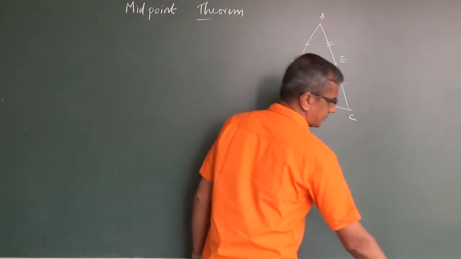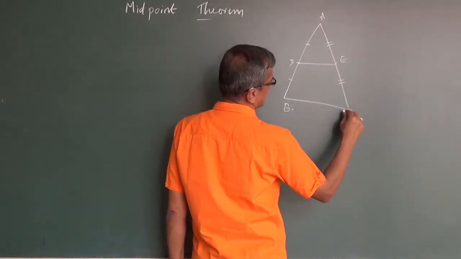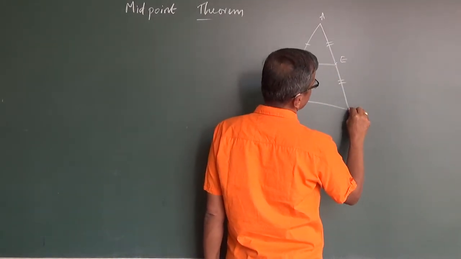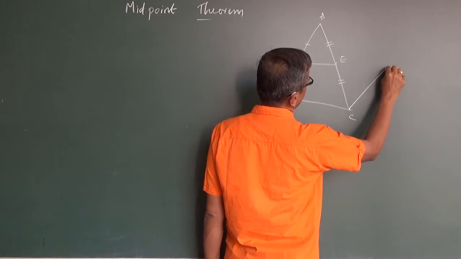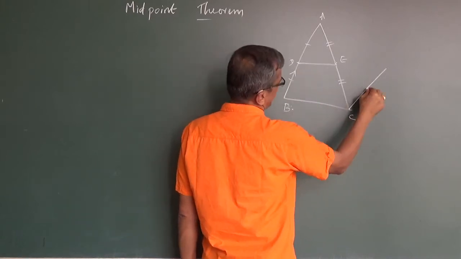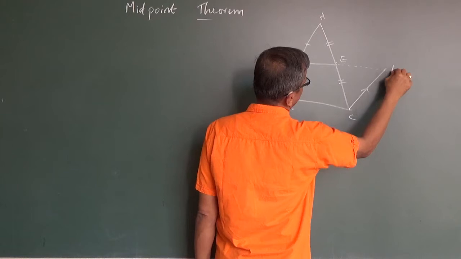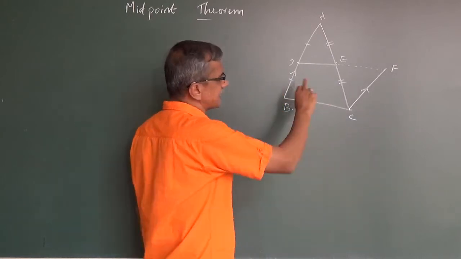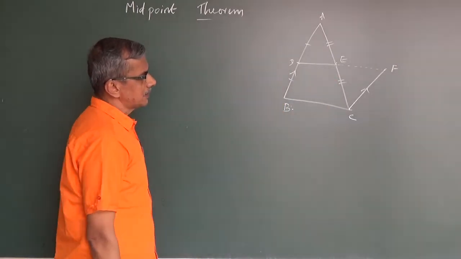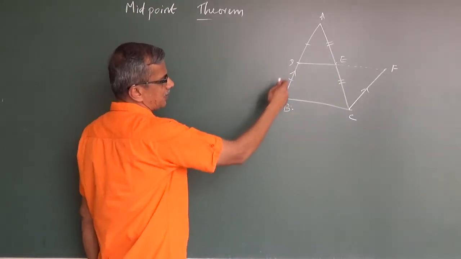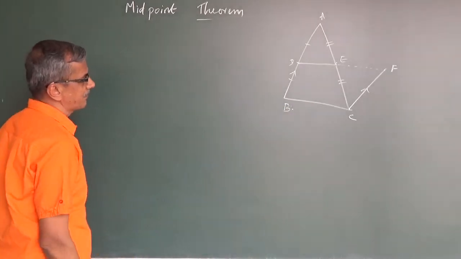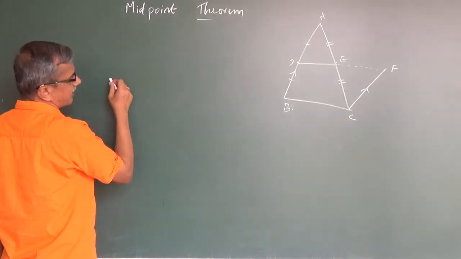So we are going to do a construction. For the construction, we draw a line parallel to this line, and we will extend it. It will meet here. That is, D extended will meet the line parallel to AB at F. This is the construction we have done.